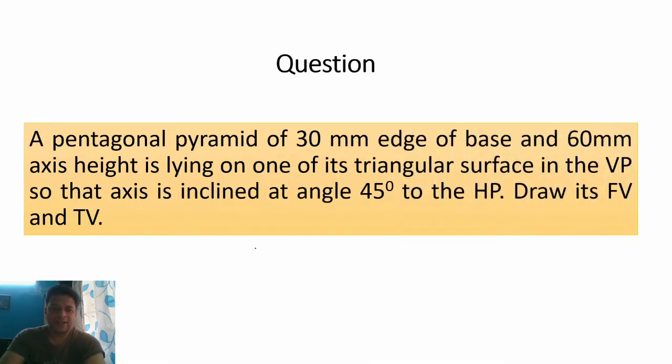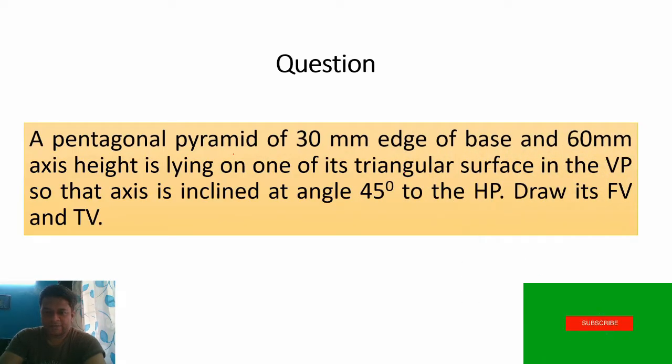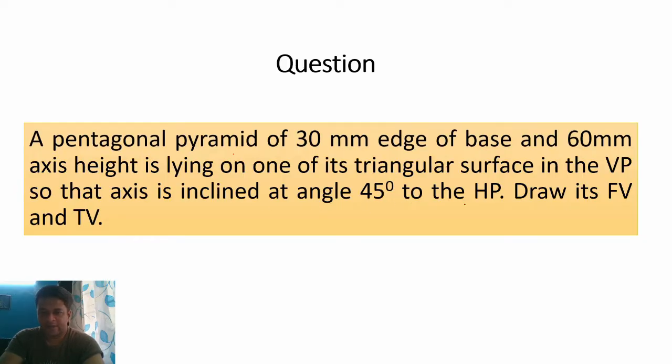Now let's go to the question. The question is: a pentagonal pyramid of 30 mm edge of base and 60 mm axis height is lying on one of its triangular surfaces on the VP, so that the axis is inclined at 45 degrees to the HP. Draw its front view and top view.